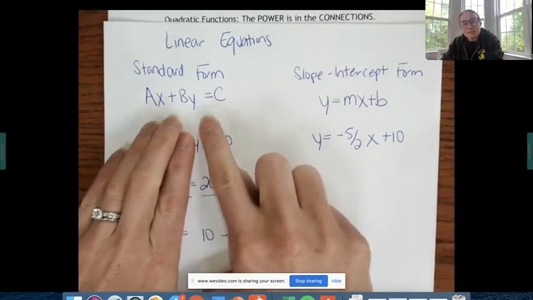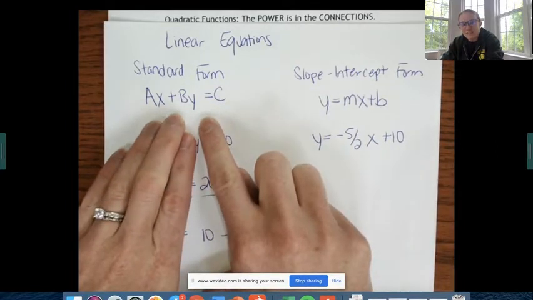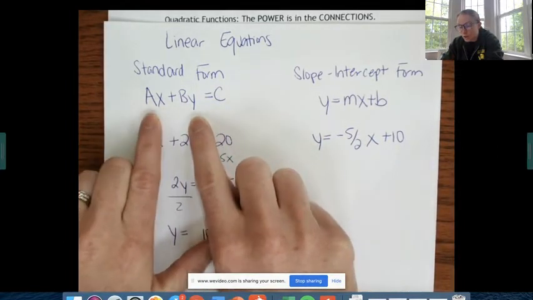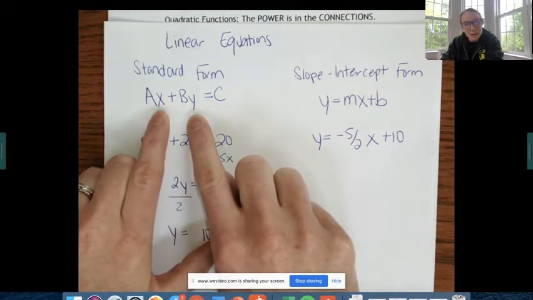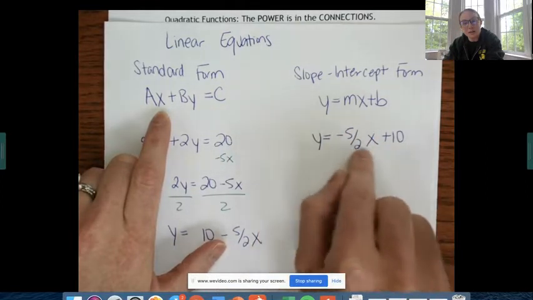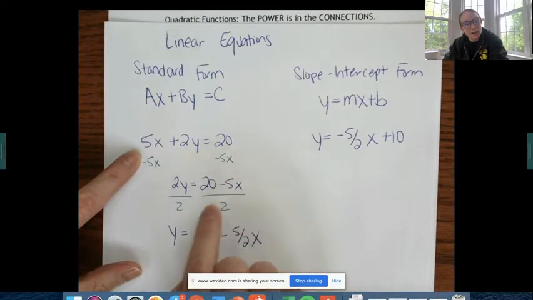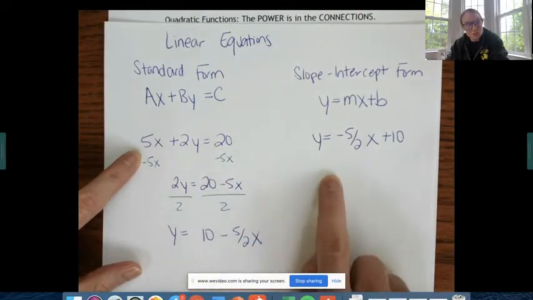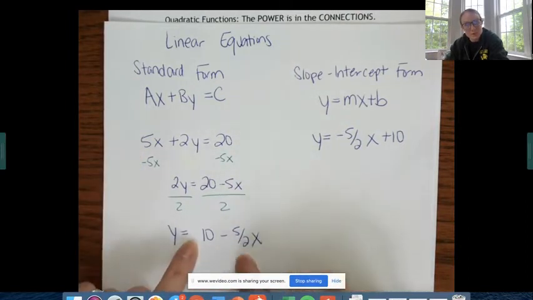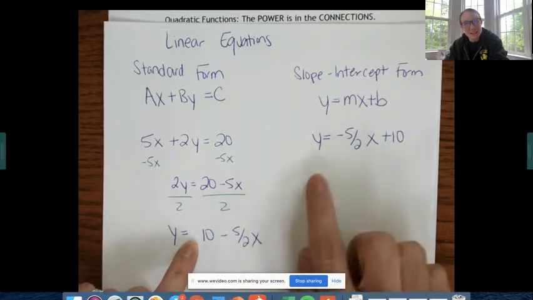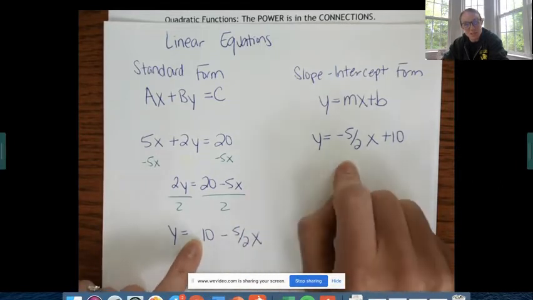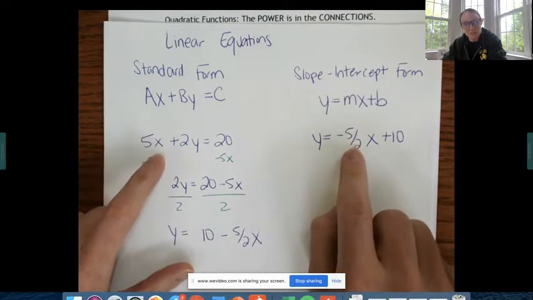We also learned about standard form. We said, hey, this is a great form for things like when we were talking about coffees and teas or hamburgers and hot dogs, but it doesn't tell us the slope or the y-intercept. So when we had something like standard form, we could rewrite it and change it into slope-intercept form. Remember that these are equivalent. These are the same exact equation, even though they sometimes look different.